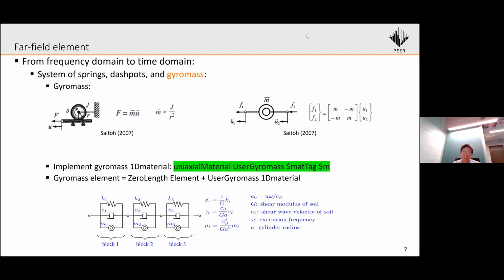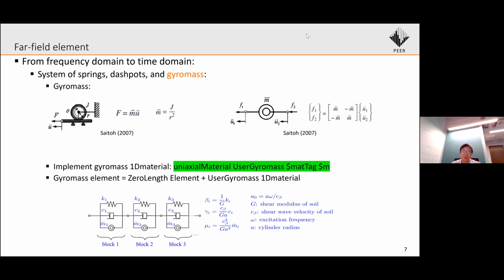This phenomenon doesn't exist if we use the gyromass element. The gyromass element has the same dimension as physical mass, and it is defined as an independent unit system that generates a reaction force proportional to the relative acceleration between the two end nodes of the gyromass element. And we also implemented the gyromass 1D material in OpenSees to fit the target impedance function in frequency domain.